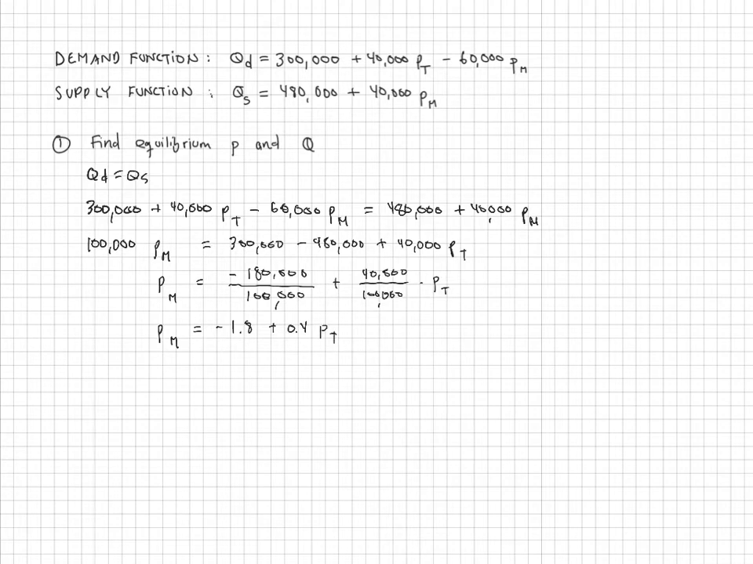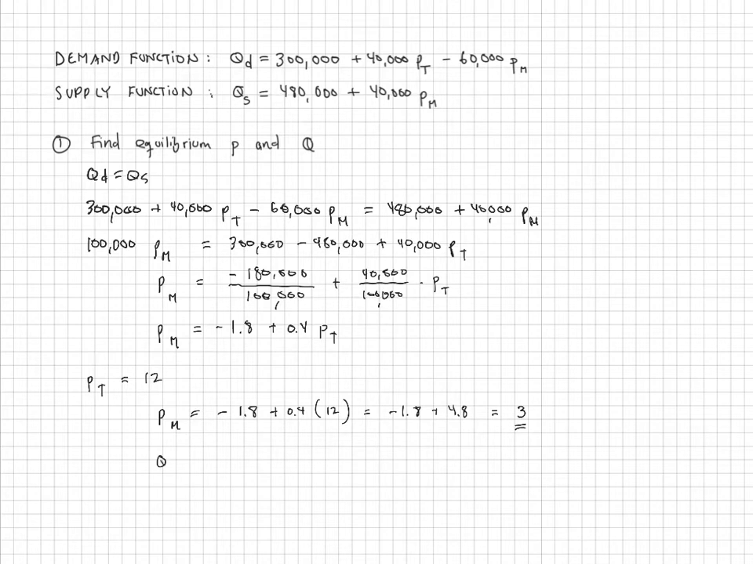However, in the problem, we're given that PT right now equals 12 AED dirhams. And so if we plug that in, we have our equilibrium price equal to minus 1.8 plus 0.4 times 12, minus 1.8 plus 4.8, that is of course equal to 3, which was in fact the price of a metro ride in Dubai.